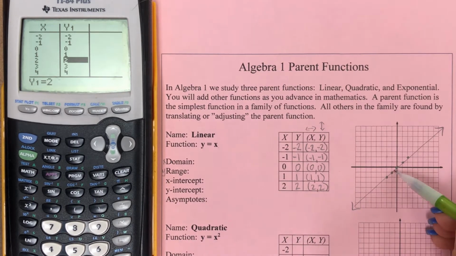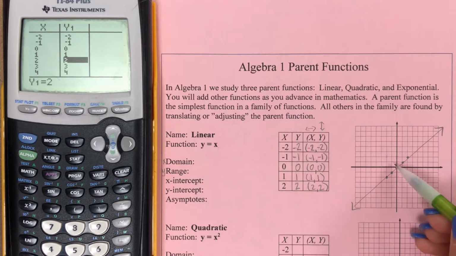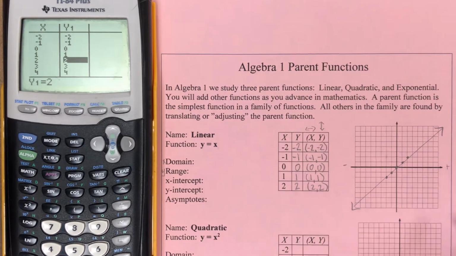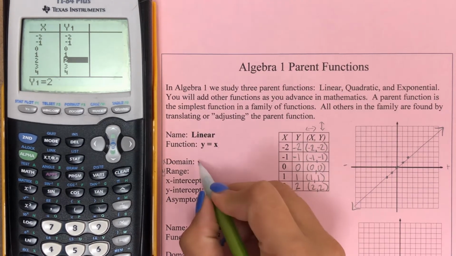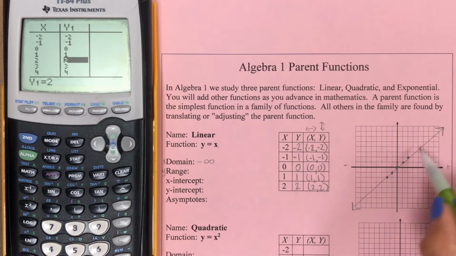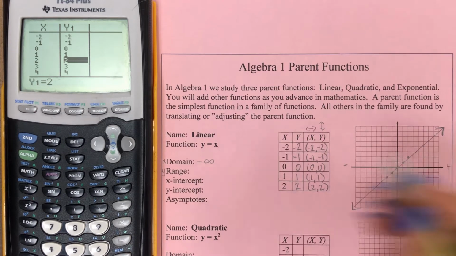So if I look at this graph and I follow it to the left, notice it keeps going on forever and ever. And it's actually going the negative direction if you think about a number line. Negatives are this way, positives are this way. So I'm going to say it goes to -infinity. Then I see how far it goes in the right direction or the positive direction. Notice the arrow tells me it keeps going, so that's going to be +infinity.